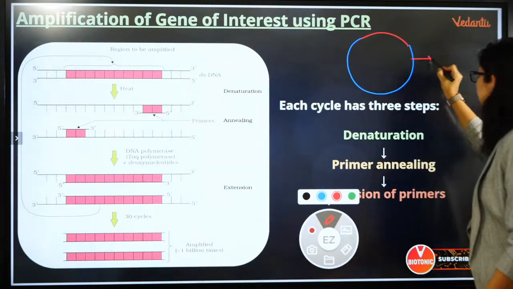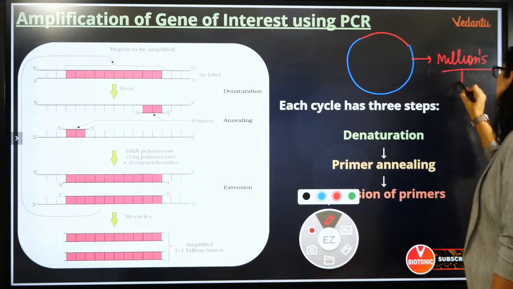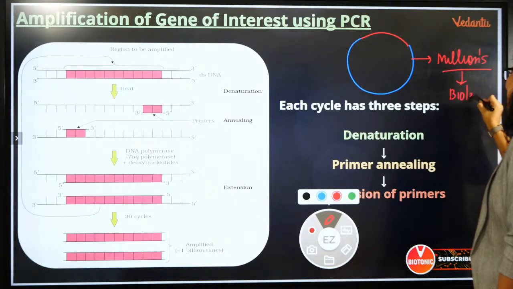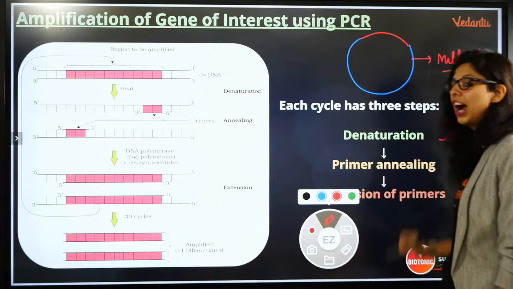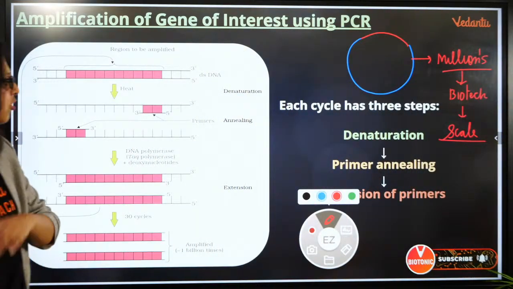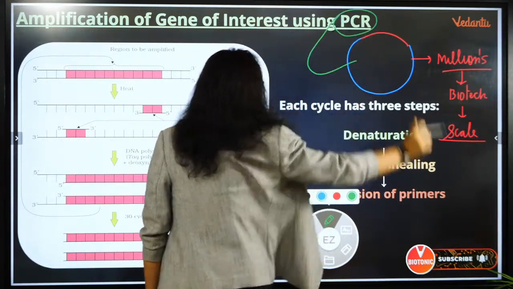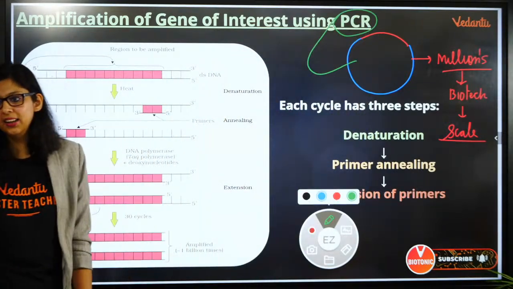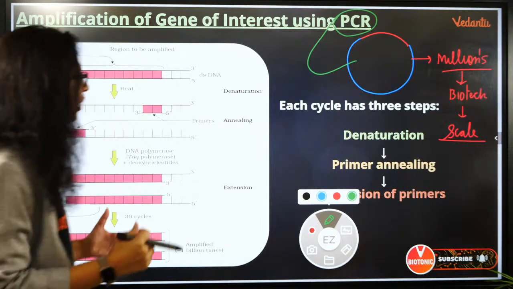Now will I need millions of copies of it so that I can do biotech? Because मैंने आपको first slide पे I told you it is the scale which matters. I really need a large scale. So will I need hundreds and thousands of copies of it? So can I do something called PCR to amplify the recombinant DNA?